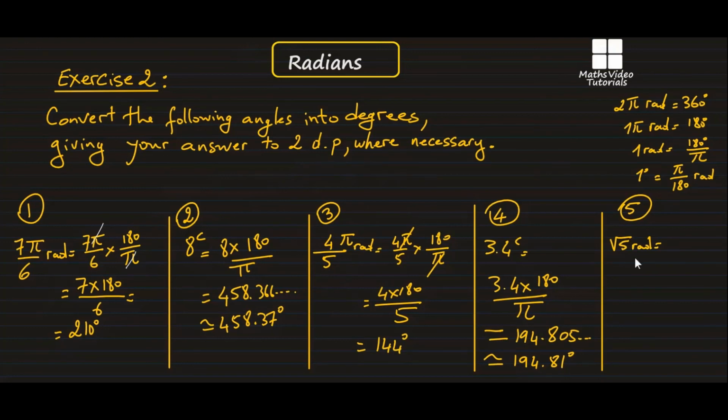And let's do this one here, 5. Again, you just multiply the square root of 5 by 180 divided by pi. Plug this in the calculator and you get this answer, 128.12, rounded to 2 decimal places. So as you can see, it is very easy to convert using a calculator from radians to degrees.